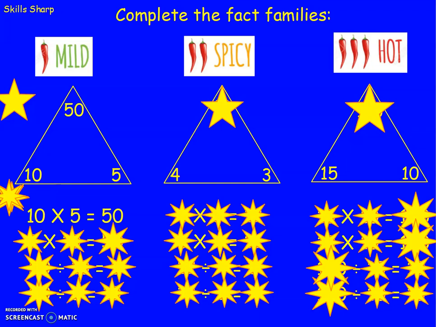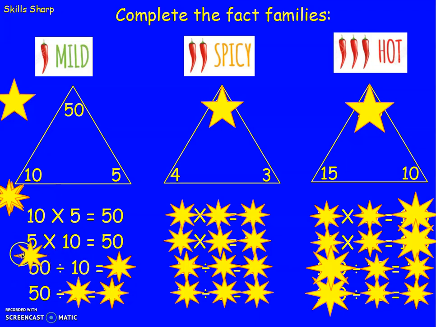Okay, let's see what other multiplication sum we can do for mild. So we've got 10 times 5 equals 50. So we can also do 5 times 10 equals 50. We know that with the division sums, the highest number comes first. So we know that both of our divisions will start with 50. 50 divided by 10 is 5. Well done. Or 50 divided by 5 is 10.